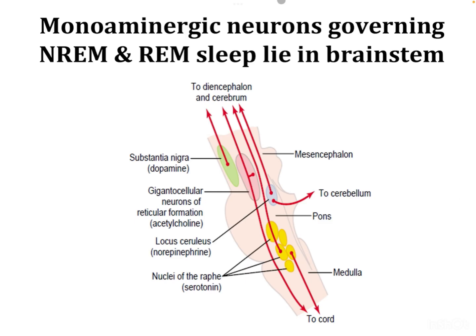Monoaminergic and cholinergic neurons governing non-REM and REM sleep lie in the brain stem. Nucleus of Raphe releases serotonin, locus coeruleus releases norepinephrine, and gigantocellular neurons of the reticular formation release acetylcholine. Serotonin and norepinephrine increase wakefulness, while the cholinergic mechanism selectively promotes rapid eye movement sleep.